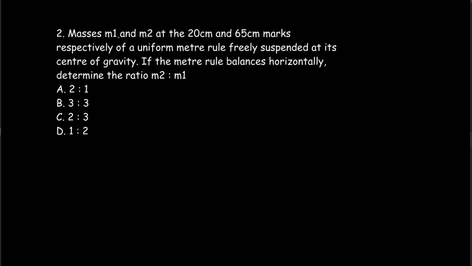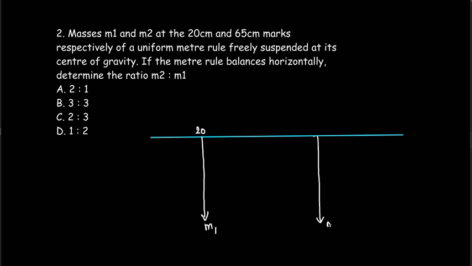Question 2. Masses M1 and M2. As usual, you have to sketch a diagram if you want to understand it easily. So I'm drawing a representation of a meter rule. Masses M1 and M2 at 20 cm and 65 cm mark respectively. So I'm going to gauge that this is around the 20 cm mark. I'm going to call it M1, and then we have the 65 cm mark. So I'm going to gauge 65 cm is going to be around here. It is not to scale, it is just an illustration.